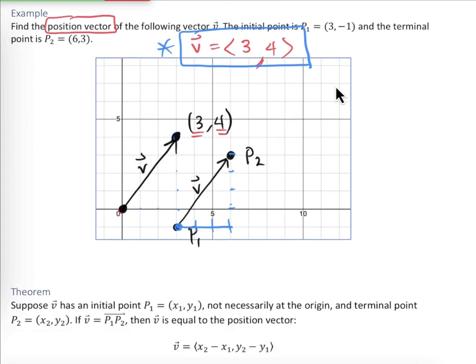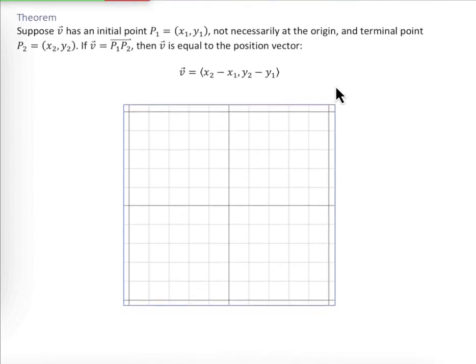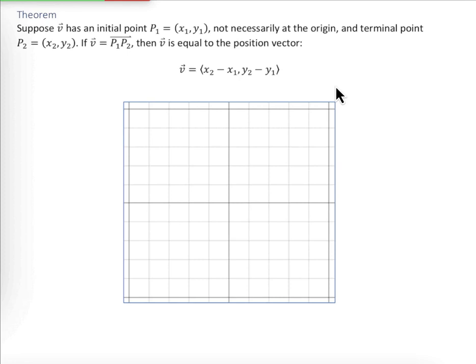So let's see if we can generalize this to come up with an algebraic method for determining the position vector of any vector, given any initial point (x1, y1) and any terminal point (x2, y2). Let's figure out what we would need to do to come up with the position vector for that vector. So I'm going to have our origin situated here, and I'm going to arbitrarily choose a couple of points. We'll say I'm going to stay in the first quadrant just to make things easier to look at.